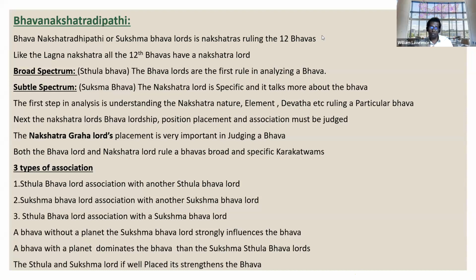Boiling it down, we will just stick to nakshatras today. Bhava Nakshatra Adhipati, or Sukshma Bhava Lords, is the nakshatra ruling the 12 Bhavas. Like the Lagna nakshatra, all the 12 Bhavas have a nakshatra lord. We can call it broad spectrum or subtle spectrum, Sthula Bhava and Sukshma Bhava. We know the Bhava Lords are the first in analyzing a Bhava.